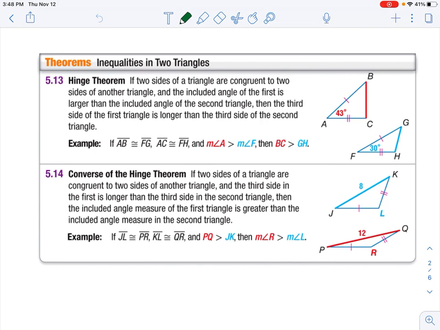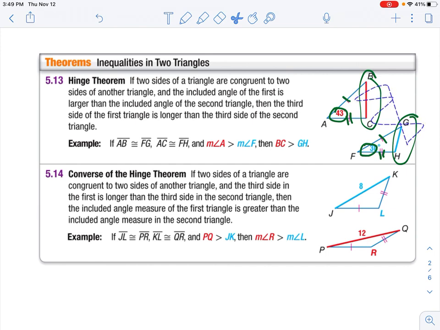If two sides of a triangle are congruent to two sides of another triangle, so this side is congruent to this side and this side is congruent to this side, and the included angle between the two of the first is larger than the included angle of the second, then the third side of the first triangle is longer than the third side of the second triangle.